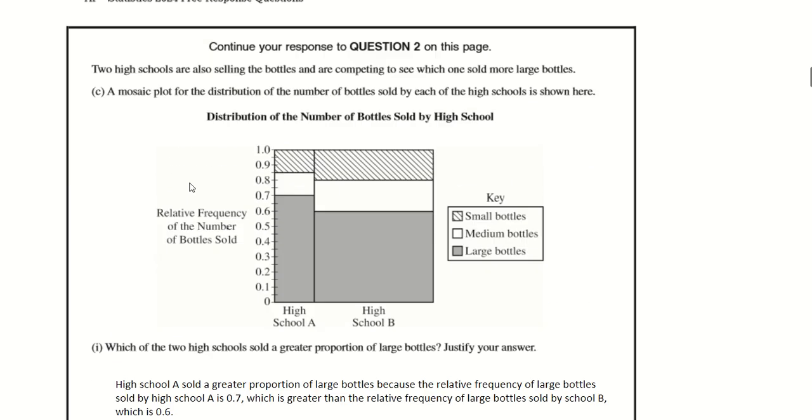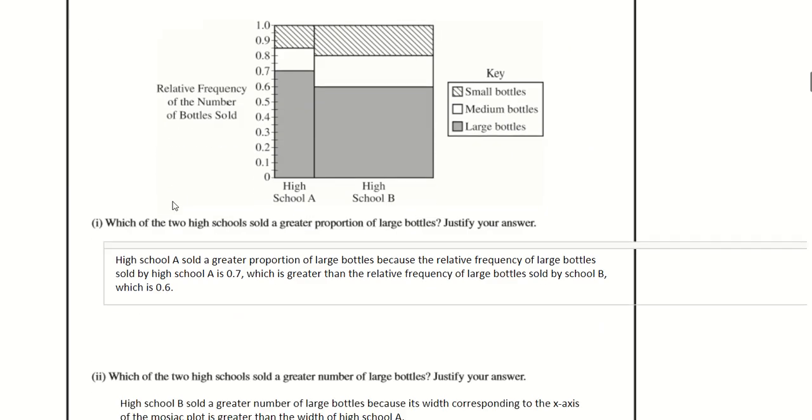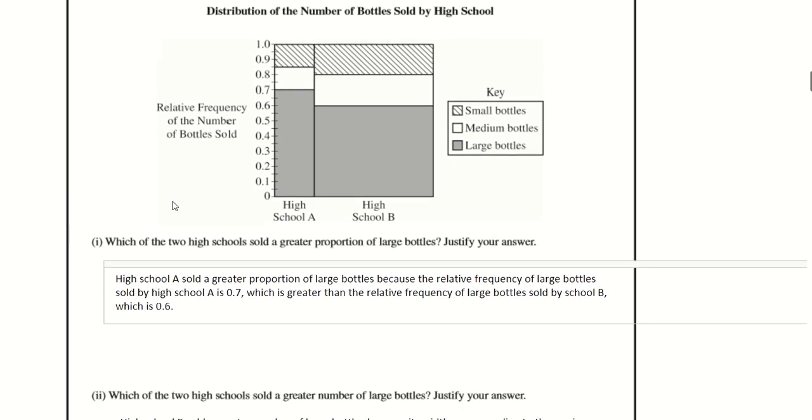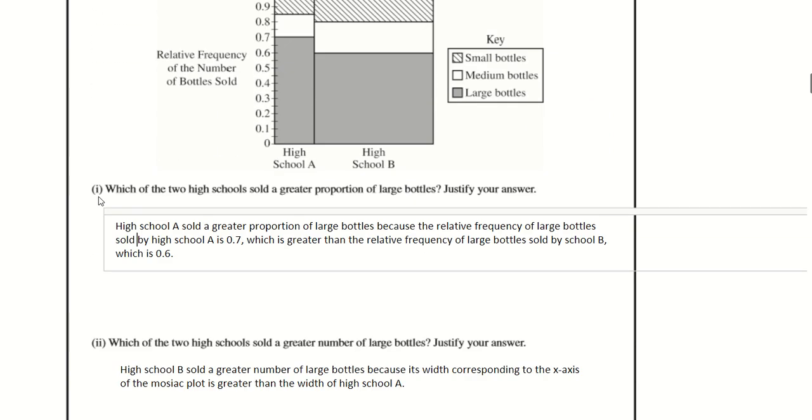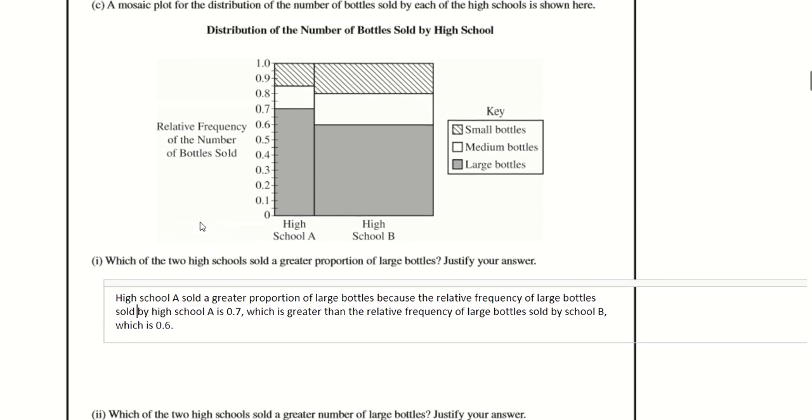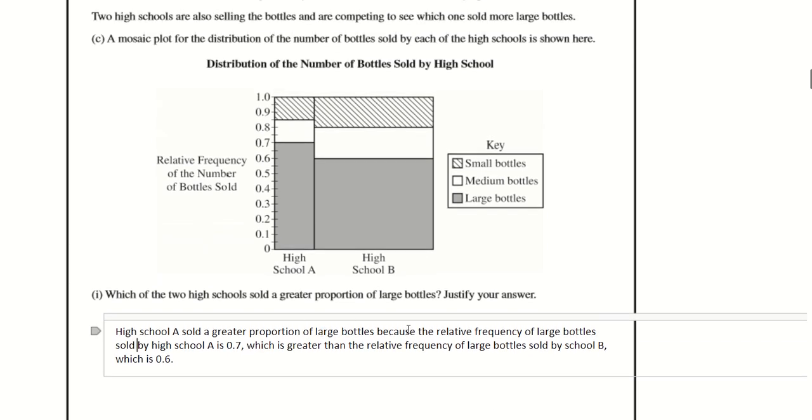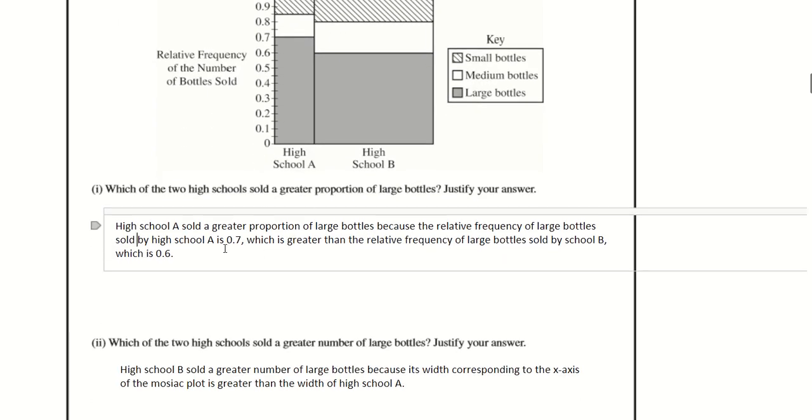Now moving on to this question, we're interpreting a mosaic plot. And so my response for this question is that high school A sold a greater proportion of large bottles because the relative frequency of large bottles sold by high school A is 0.7, as you can see here, which is greater than the relative frequency of large bottles sold by school B, which is 0.6.